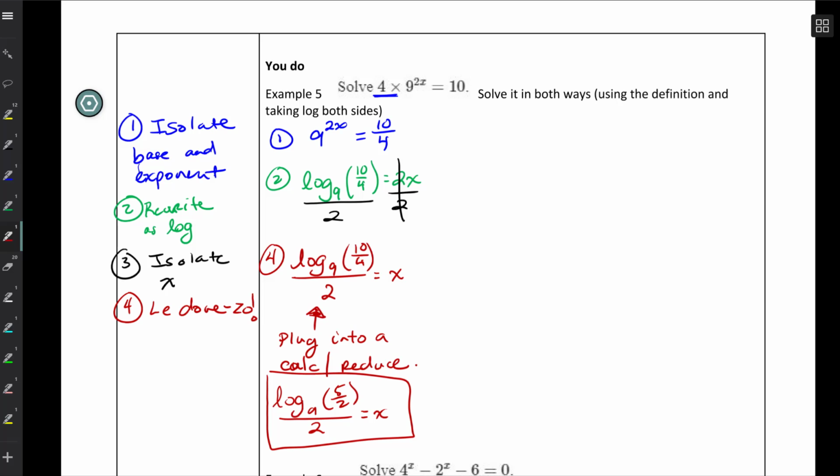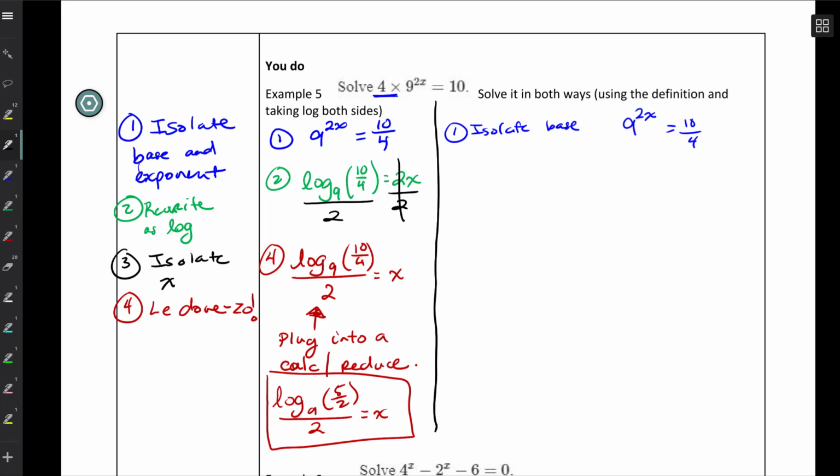Now let's go ahead and try the other method. The other method is where we are going to take the log of both sides. Well, step 1 is the same. We are still going to isolate our base. So step 1 is really the same thing. We are dividing both sides by 4, and we have 9 to the 2x equals 10 over 4.